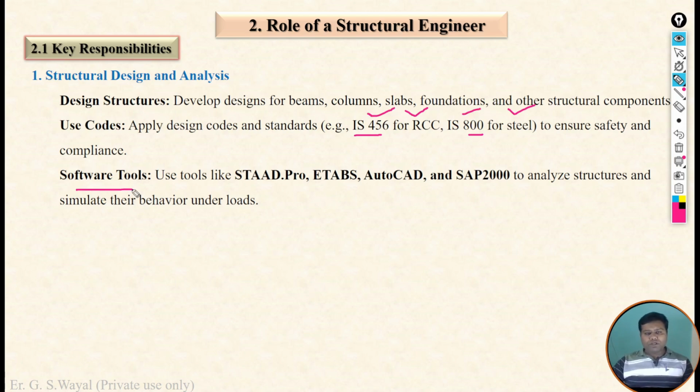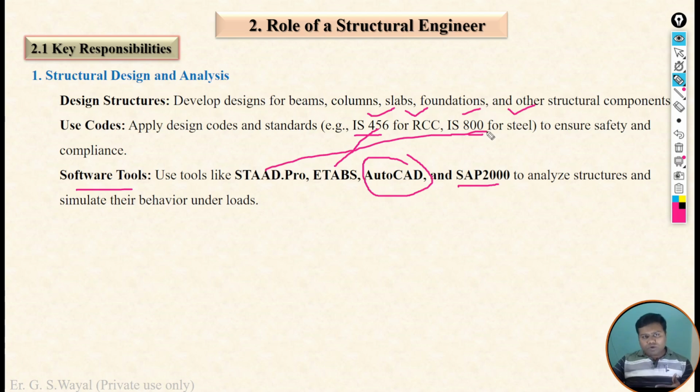The software tools: which software is available for analysis and design, so the structural engineer can take help of that software to analyze and design a particular structure. So STAAD Pro, ETABS, and CAD is generally used for drafting, okay. Then SAP2000, STAAD and ETABS, these are the most important software structural engineers generally use. Generally ETABS is used for RCC structure analysis and STAAD is used for steel structure analysis and design.